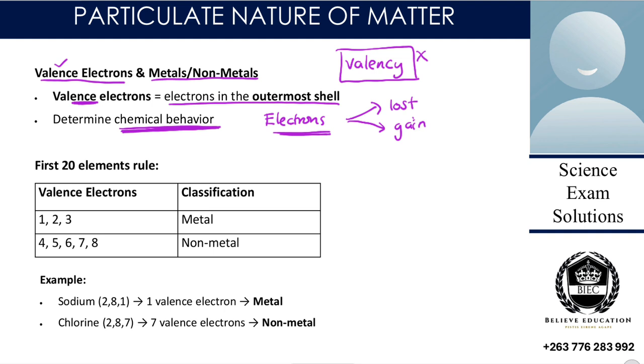Because when we say chemical behavior, chemistry is about the movement of electrons from one atom to the other, or the electrons being shared between what? Atoms. And that is the issue in every chemical reaction. That's why you find there is a word used called bonding.